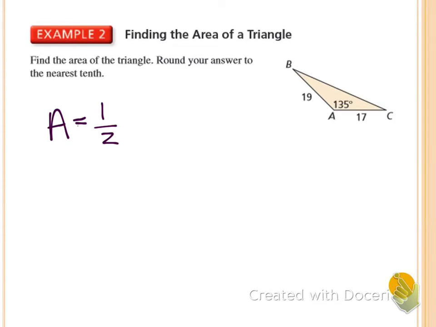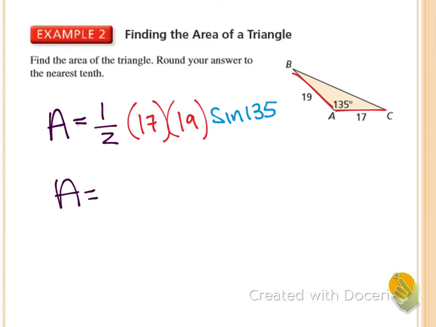So what are the two sides that we're given? 17 and 19. And then times the sine of the included angle. It does matter that you have the word sine. Has to be there. You have a beautiful scientific calculator. You can literally type the entire thing in. 1/2 times 17 times 19 times sine of 135. We are rounding to the nearest tenth, like the directions say.